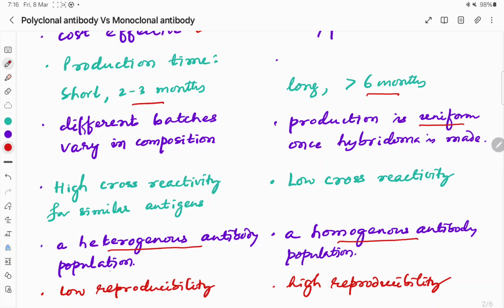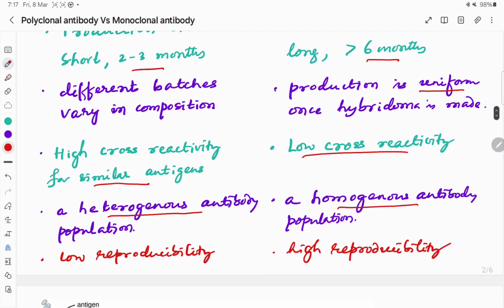Because it is a polyclonal antibody, there is a mixture of antibodies targeting specific epitopes in the same antigen, whereas a monoclonal antibody can target only one type of epitope in the antigen. So in the case of polyclonal antibody, since there is a heterogeneous population, there can be high cross reactivity for similar antigens. In addition to the target antigen, it can also bind to similar antigens, but no such thing is there in the case of monoclonal antibody. So there is low cross reactivity in the case of monoclonal antibody.